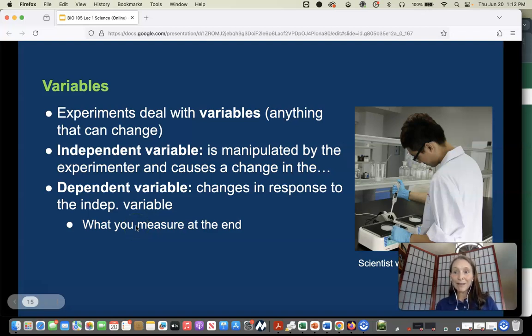And my hint for you on how to remember this is that the dependent variable, what you're measuring, is going to depend, hence the name dependent variable, on your independent variable, what you're actually varying.